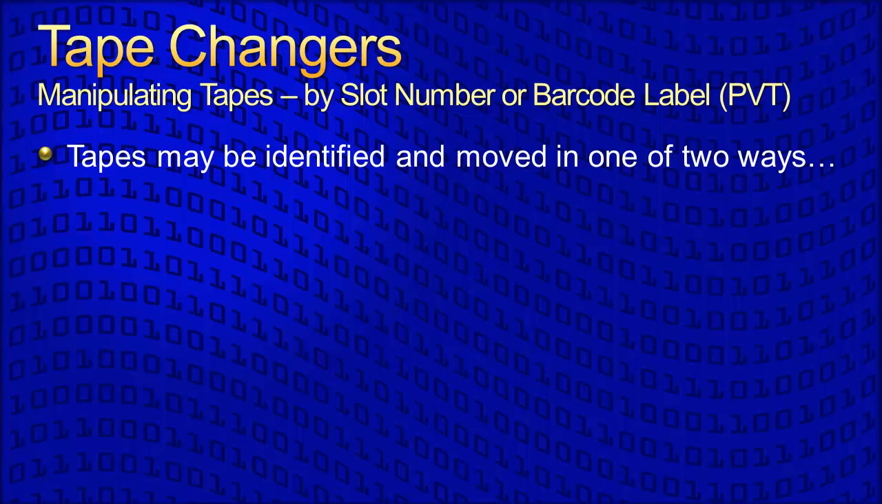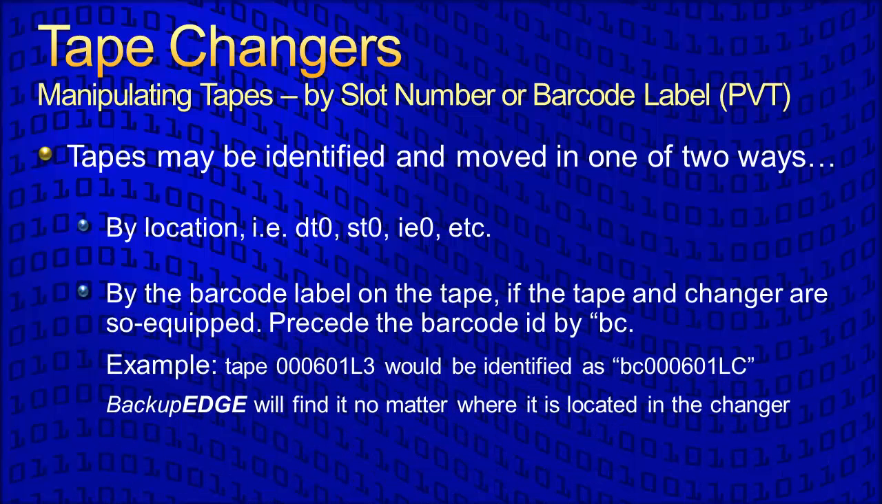Tapes may actually be addressed in one of 2 ways. The first is by the location of the individual element where the tape is located, such as the first tape drive, DT0, the 4th slot, ST3, and so forth. If the changer and tapes are so equipped, you may also find a tape by its barcode label. For example, tape 000601L3 would be identified as BC 000601L3. If addressed by barcode label, BackupEDGE will find the tape wherever it is located in the changer.